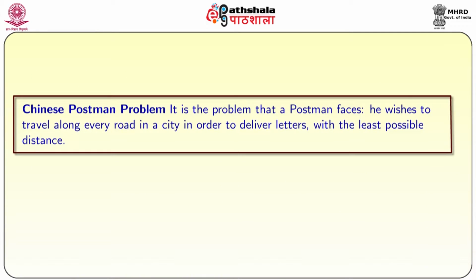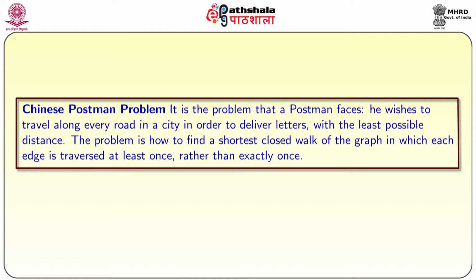Another application of Eulerian graphs is the Chinese postman problem. It is a problem that a postman faces. He wishes to travel along every road in a city in order to deliver letters with the least possible distance. So, this problem can also be converted into a Eulerian graph problem. It is because we will try to cross each edge, each road, exactly once.